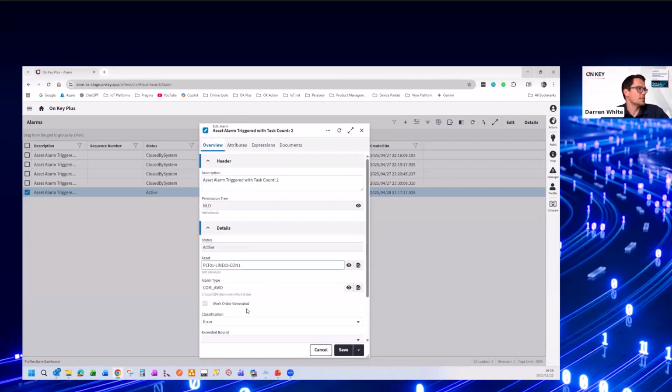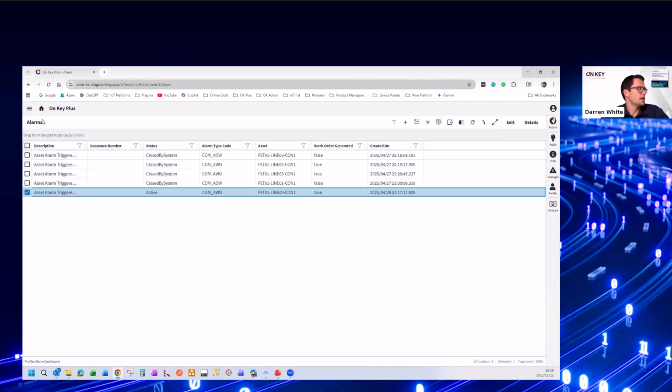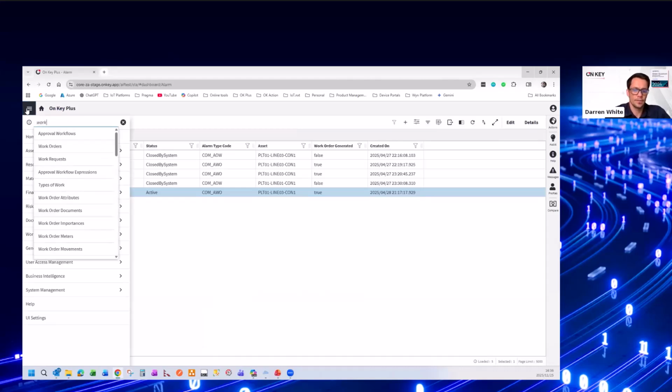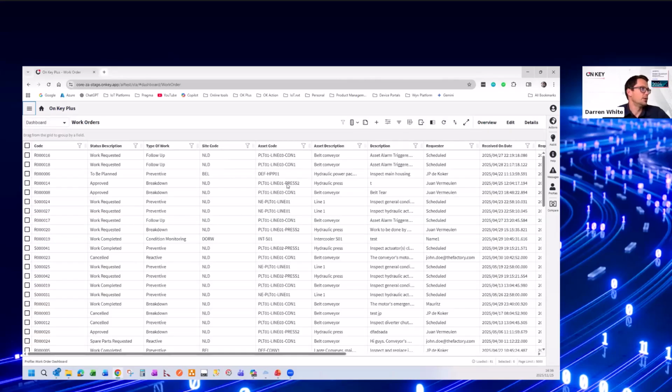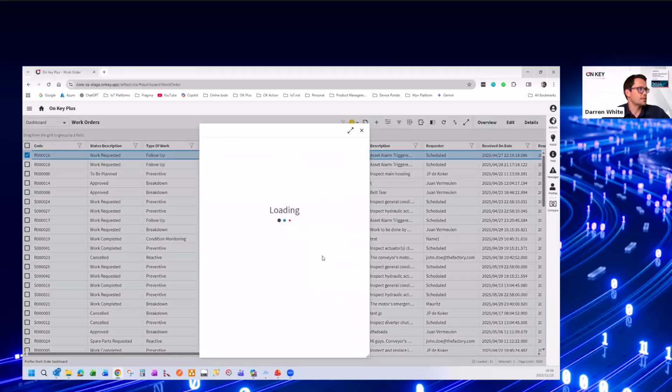I can also see that a work order was automatically generated. And if I go to my work orders, I'll notice that on that specific asset on the belt conveyor, like I said, Alex works in a manufacturing plant. So there's an alarm that was created on one of the motors on the conveyor system. So let's open this up.